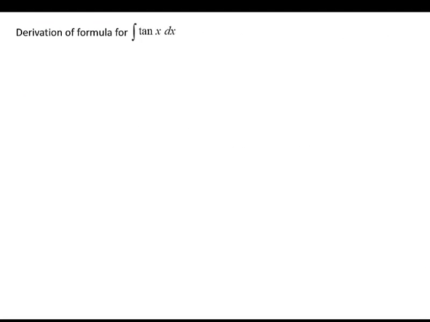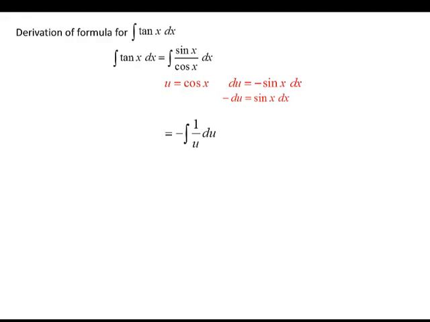Formula for the antiderivative of the tangent function. The first thing you should do is rewrite tangent as sine over cosine. This is a very straightforward u sub, folks. You let u equal cosine x, du is negative sine x dx, or negative du is equal to sine x dx. You substitute in, and that gives you negative the integral of 1 over u du, and the antiderivative of 1 over u is natural log, so we have negative natural log absolute value of u plus c, and then resubstitute. So we have negative natural log absolute value cosine x plus c.